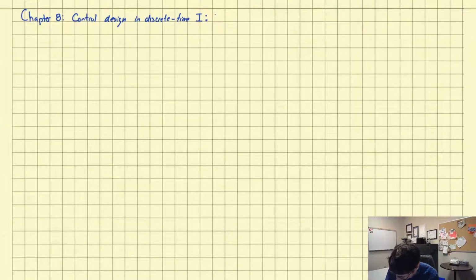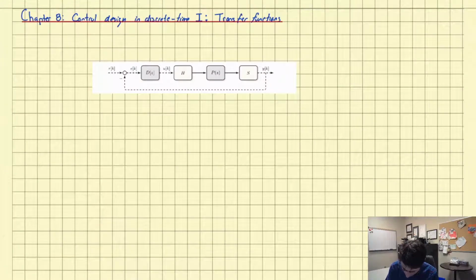All right, so here we go. Chapter 8. Control design in discrete time. Part 1. And so here we'll use transfer functions. And then we'll do time domain, time permitting, in chapter 9.